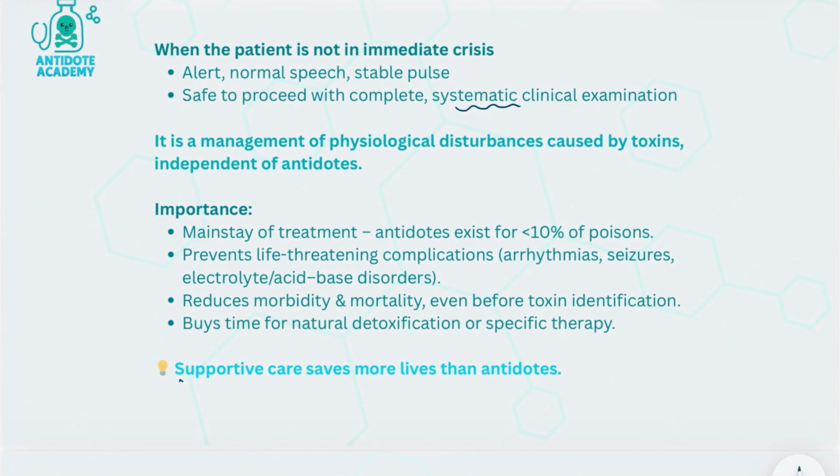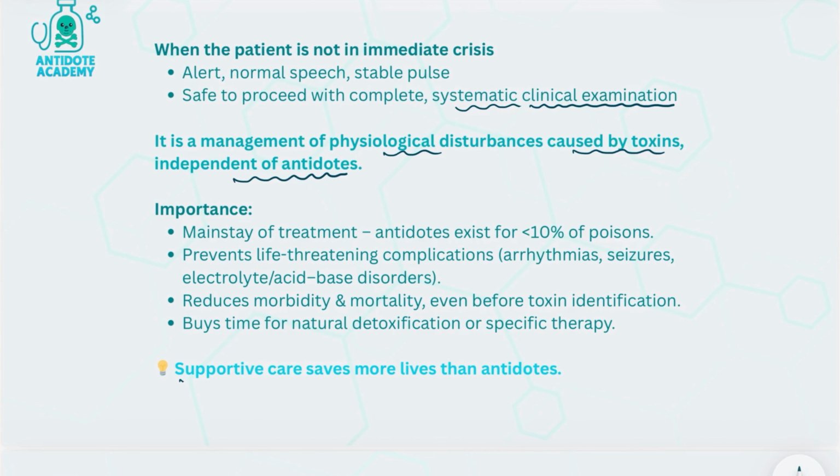So imagine a patient comes to the hospital after ingesting some kind of poison. But you see that the patient is very alert, talking normally, and the pulse is also stable. They are not in any immediate danger. In such cases, what is important is a step by step examination. We call this a systematic clinical examination to see how the poison is affecting their body. It is the management of physiological disturbances caused by toxins, independent of antidotes.